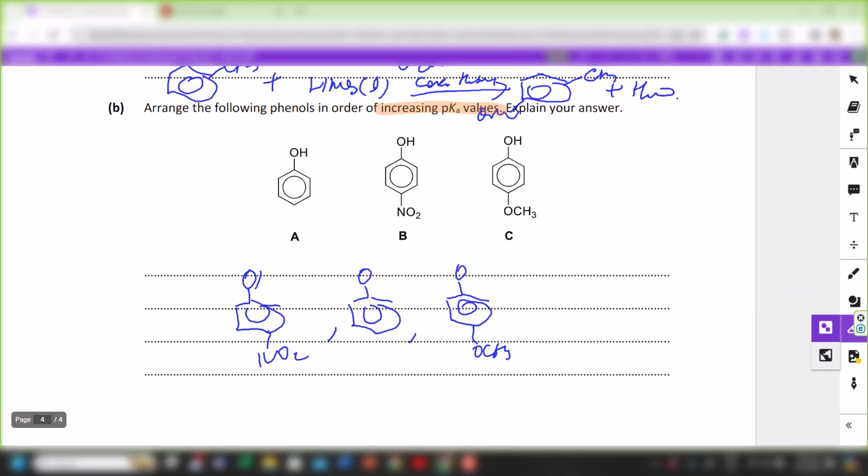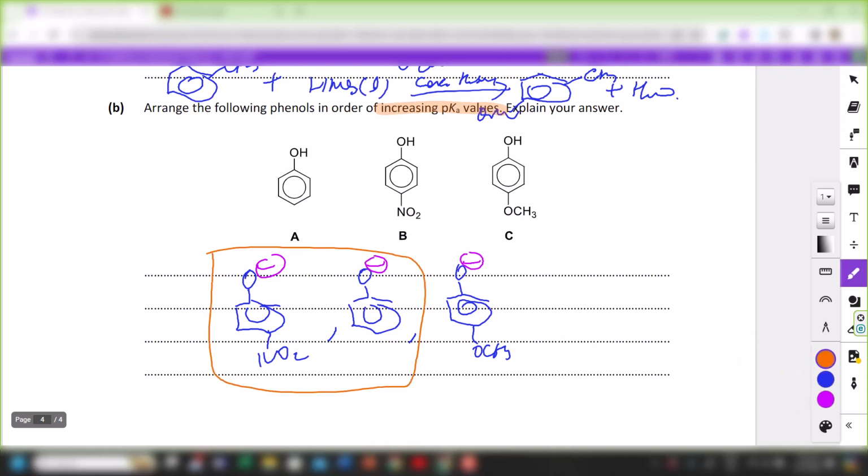In order to explain it, the simplest thing is to compare between two pairs. That will be the suggestion. So I'm just going to write out the conjugate bases first, with the minus charges, and box them up. I'll compare these two first. The conjugate base of B will be more stable than the conjugate base of A. So this is A, this is B.